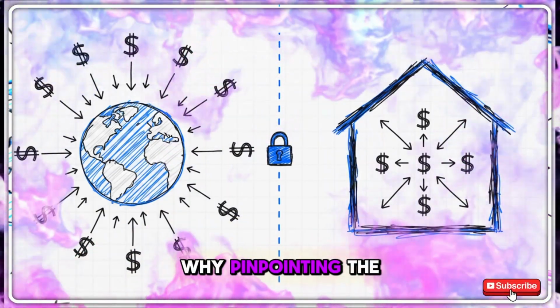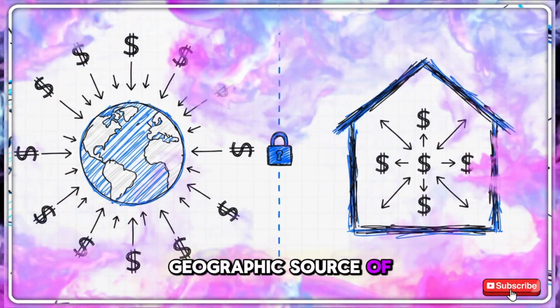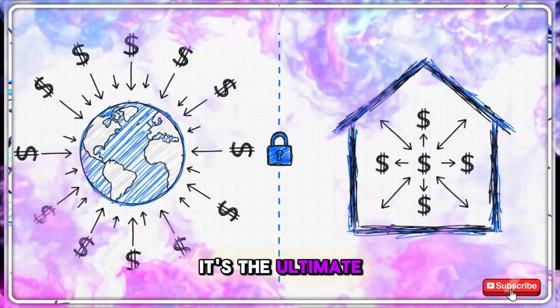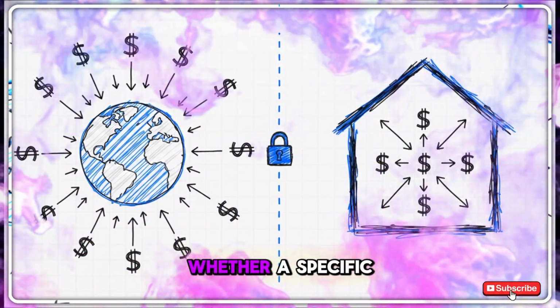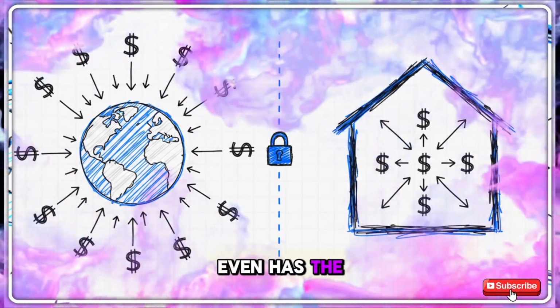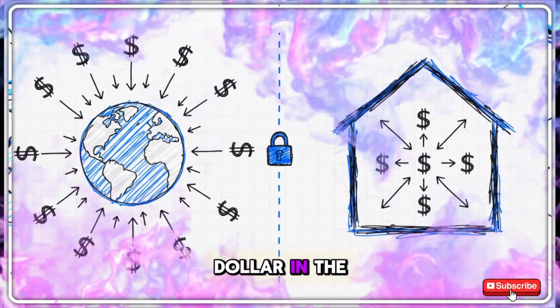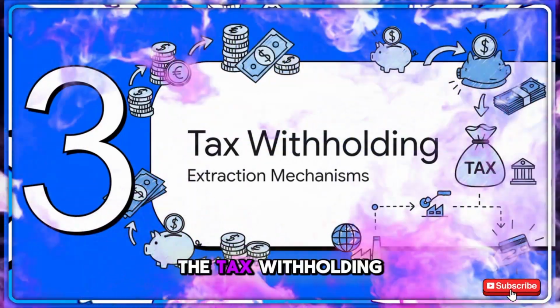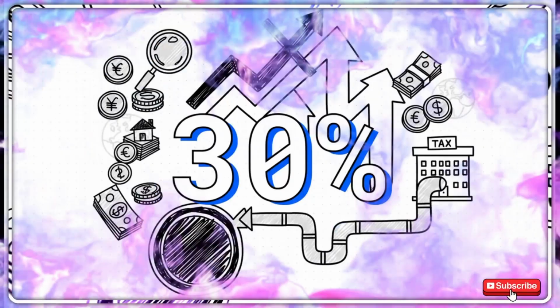This is exactly why pinpointing the exact geographic source of every single dollar is mathematically crucial. It's the ultimate trigger. It completely determines whether a specific jurisdiction even has the legal authority to touch that dollar in the first place. Which brings us perfectly to Section 3, the tax withholding mechanisms.